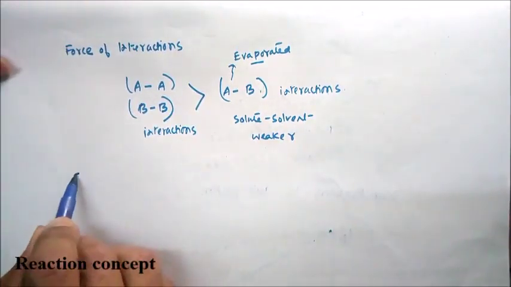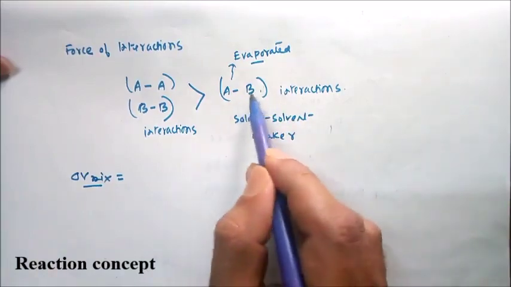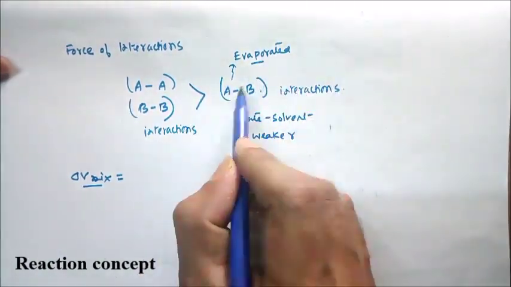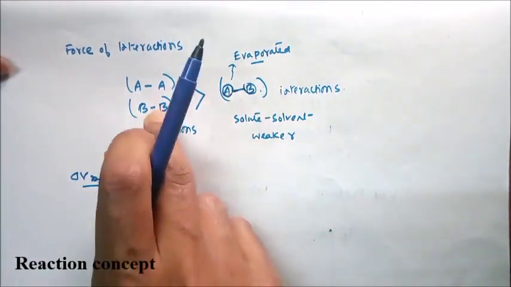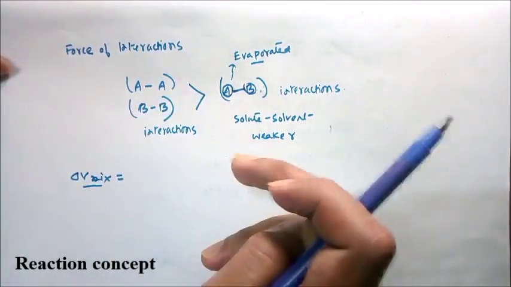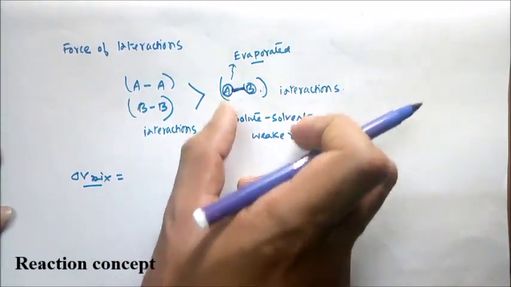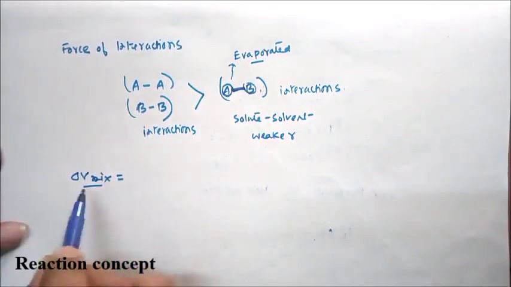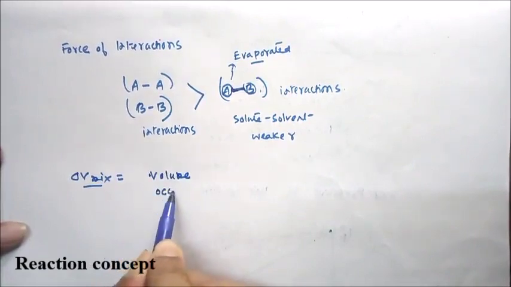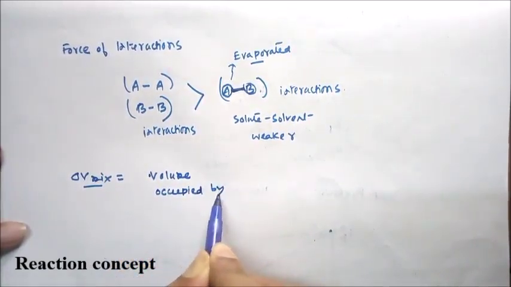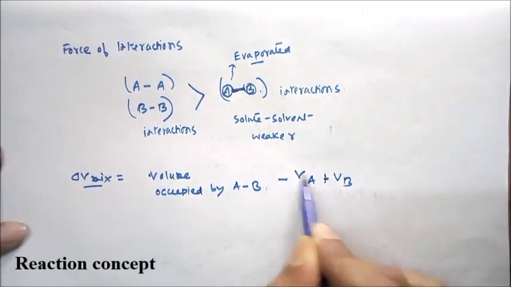Again we will see the del V mix, that is the change in volume during this mixing. You see these interactions are weaker interactions. Since these interactions are weaker, the distance covered by the molecules in the solution is greater than in their respective pure components. Since the distance is high, the volume occupied by these molecules in the solution will also be greater. So in this case, the del V mix is the volume occupied by AB minus the volume occupied by A and B.